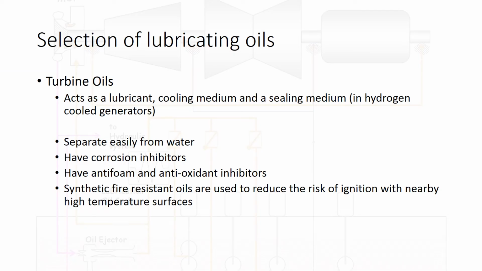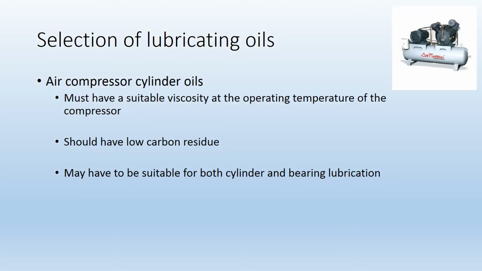In turbines, the oil is the lifeblood of the turbine. It acts as a lubricant, it's also a cooling medium, and it's also used as a sealing medium in hydrogen-cooled generators. The characteristics of a good turbine oil is that it separates easily from water. It'll have corrosion inhibitors, anti-foam and antioxidant inhibitors. Synthetic fire-resistant oils are used to reduce the risk of ignition with nearby high-temperature surfaces.